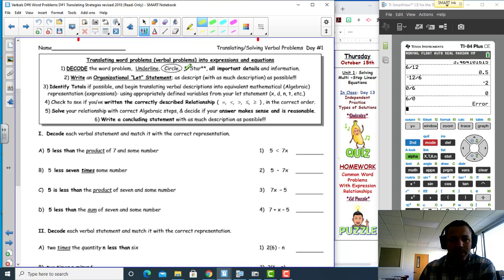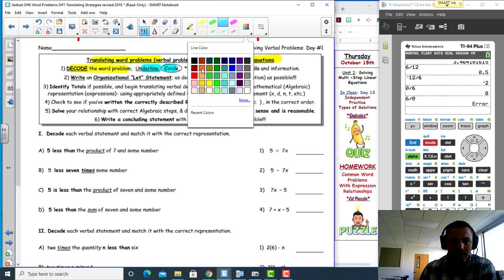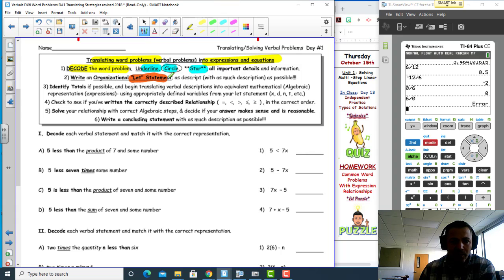When you're solving word problems, it's important that you translate the word problems into appropriate mathematical expressions and then equations. And to do that, I'm going to ask you to decode the problem. You'll hear me say that a lot this year. And decode means underline, circle, star, all important information and details. You're going to write an organizational let statement. We've seen this once before, writing the word let and then following up with a bunch of thoughts underneath it.